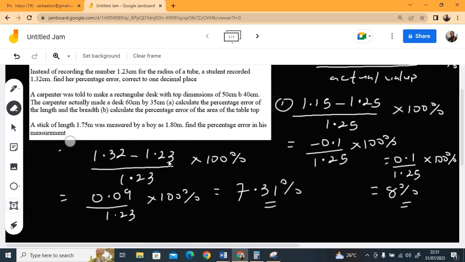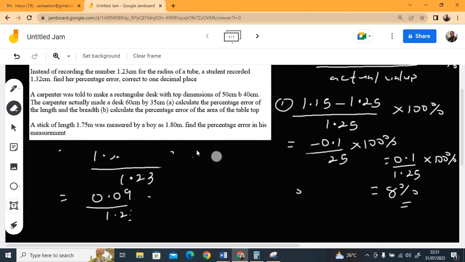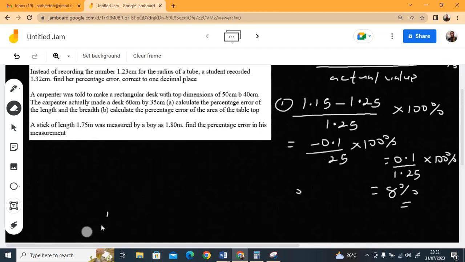There are a lot of questions we will solve under this topic. I think it's 7 questions like that. By the time you solve these questions, believe me, you will have no problem with percentage error again. That is it. So let's move on to the last one.